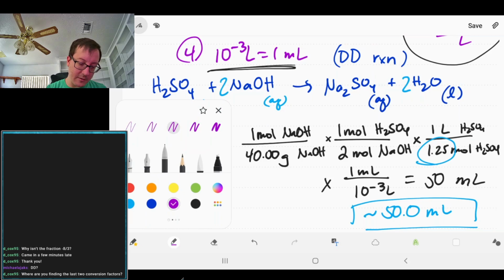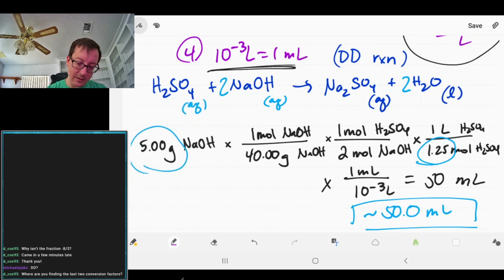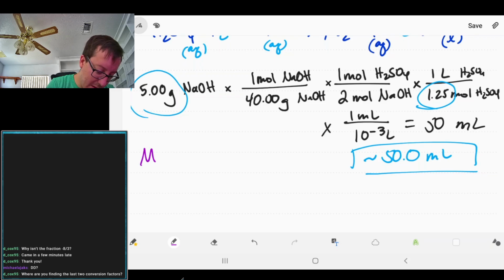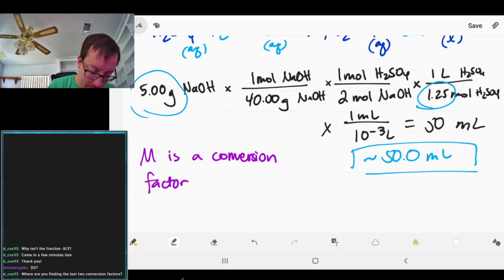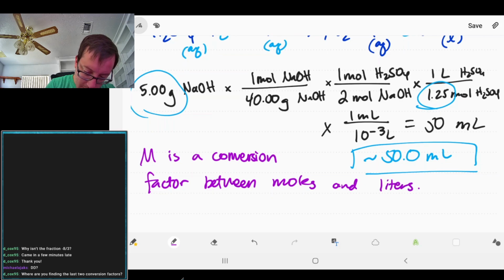So, new things here. There's only one new thing. The only new thing here is just remember, molarity is a conversion factor. Molarity is our conversion factor between moles and liters of a solution. We'll see that we are going to have a different one. We're talking about moles and liters of a gas, but this is of a solution. I'll put that in parentheses.